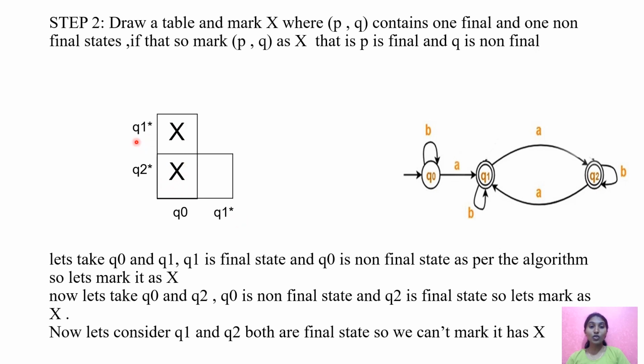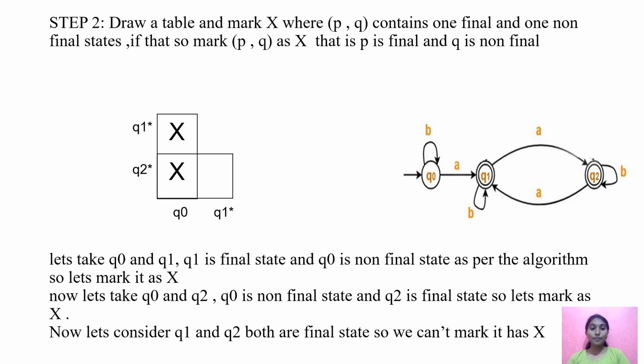Now let's see Q1 and Q2. Here these two states are final states. So we can't mark it as X because one should be final and the other should be non-final. Here the condition is not satisfied because both are final states. So we can't mark it as X in the table.